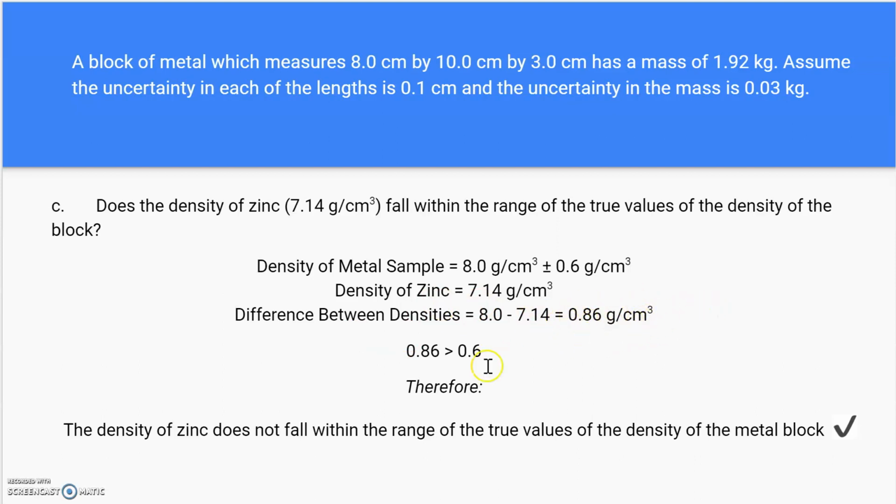Now, 0.86 is greater than 0.6, which is our uncertainty, and therefore the density of the zinc does not fall within the range of true values of the density of the metal block, as it exceeds the uncertainty of that density of that metal sample. So that would be part C, and that would finish this exercise and this last problem of the channel.